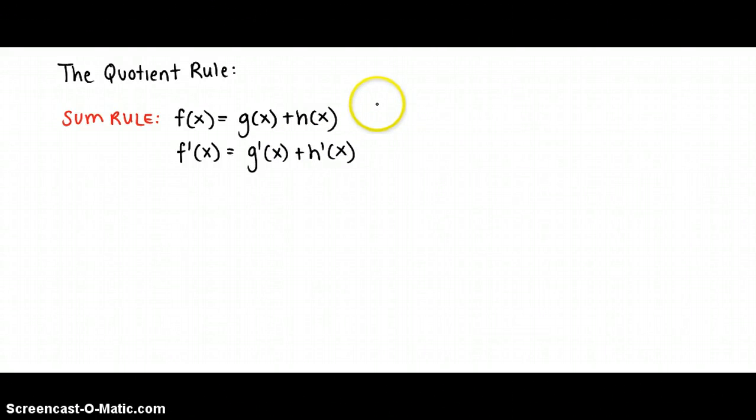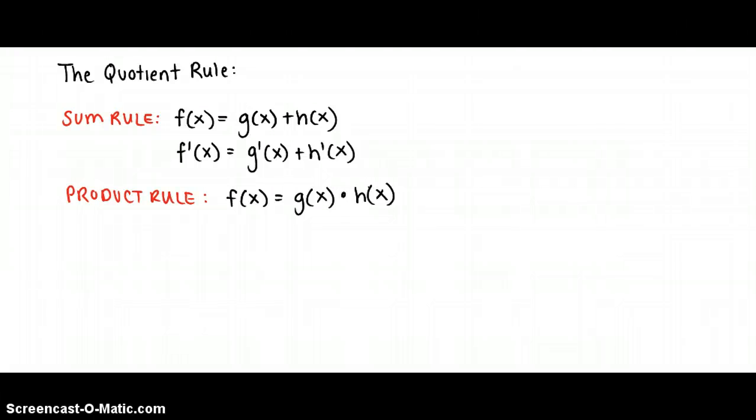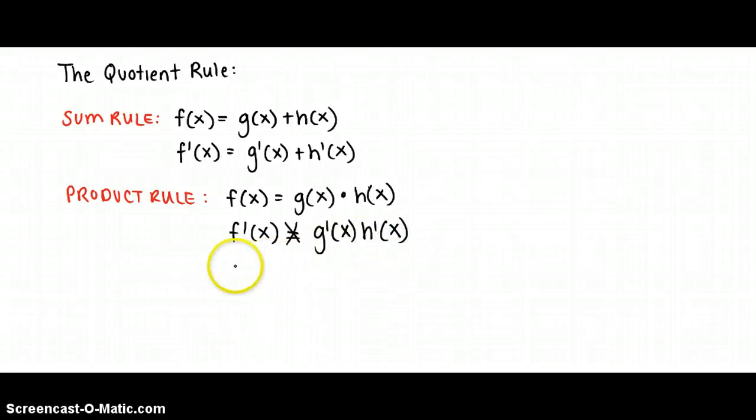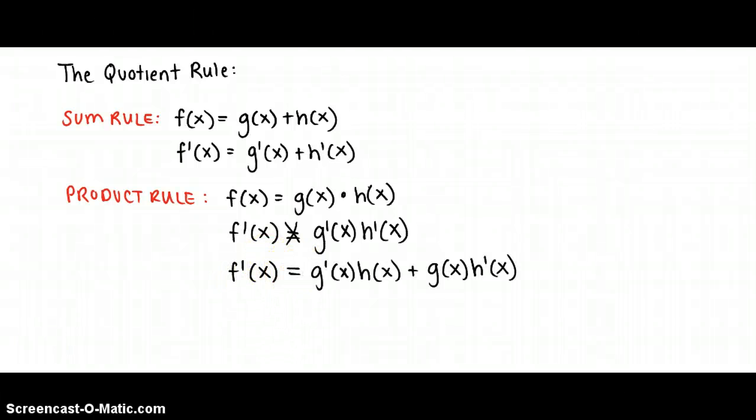The second rule we looked at was the product rule. We use the product rule when f of x is equal to two other functions being multiplied by each other, g of x times h of x. And something we discovered was that to find the derivative, you cannot actually just take the derivative of both g of x and h of x and multiply them together. Instead, you had to use a slightly more complicated rule. That rule was very exciting.